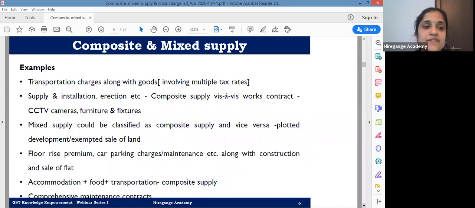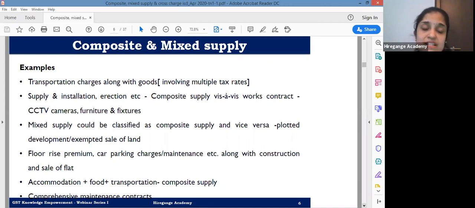Next, I've given a couple of examples over here. When there is transportation along with the goods, wherein there are multiple tax rates. When there is, let us say, handling along with the goods, wherein multiple tax rates are there. An example which comes to mind, the coal which is being supplied. Coal is taxed at what rate? At 5%. Coal is goods. But the handling charges may be taxable at 18%.